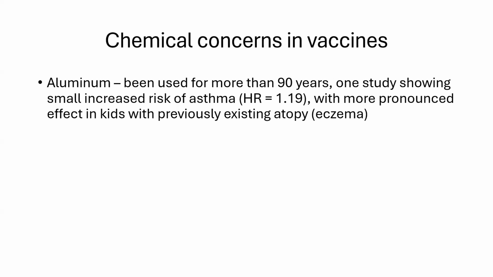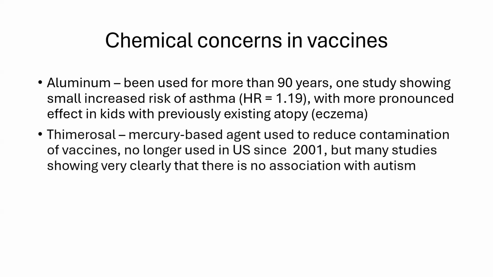Now, one of the more common things that people are concerned about is thimerosal, a mercury-based agent that we used to use to reduce contamination of vaccines. However, this hasn't been used in more than 20 years, and there have also been very many studies that show there was no association with autism. As a result, while patients may bring this up, this is not really founded in anything that we'd expect for treating people today.